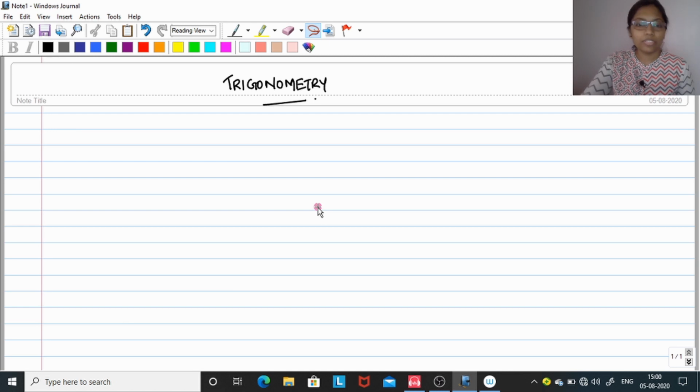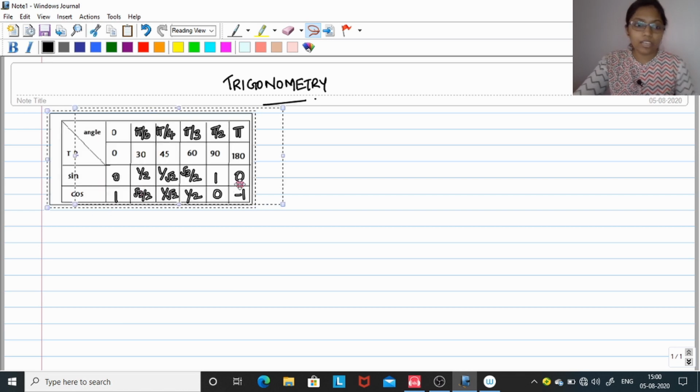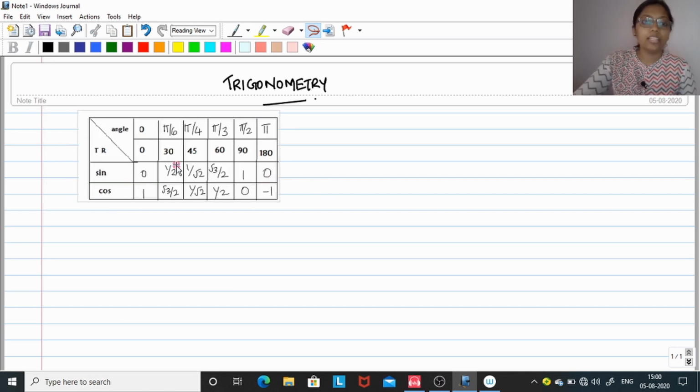So firstly, trigonometry. Everyone knows that it is the study of mathematics which discusses the relationship between sides and angles of a triangle. To begin with, see the table. This table is very familiar to you from your lower classes itself. You are seeing this table, right? This is the table relating the angle and trigonometric ratios.